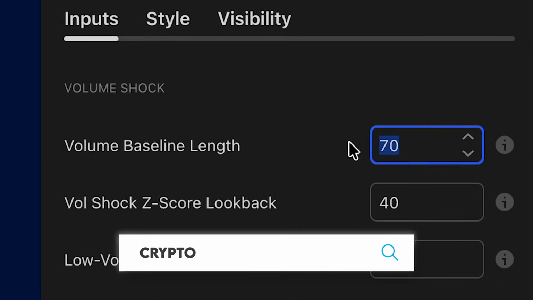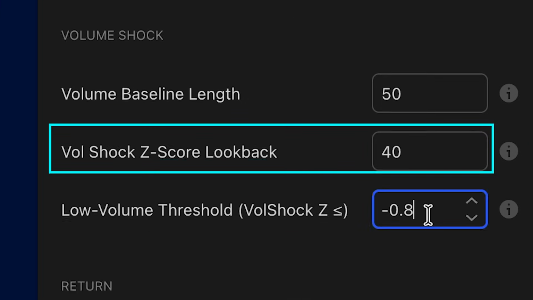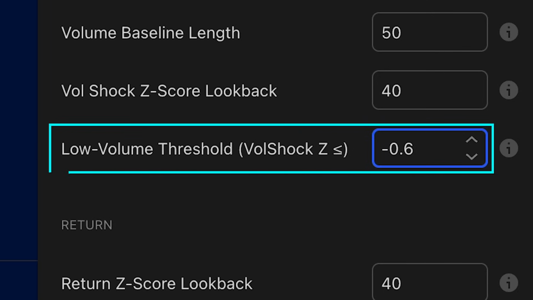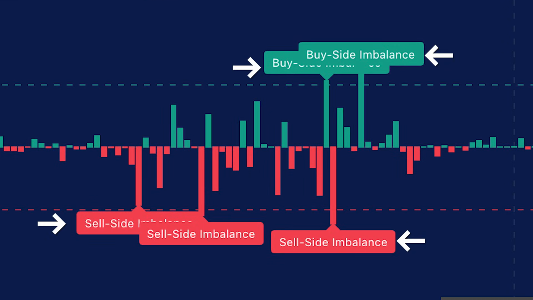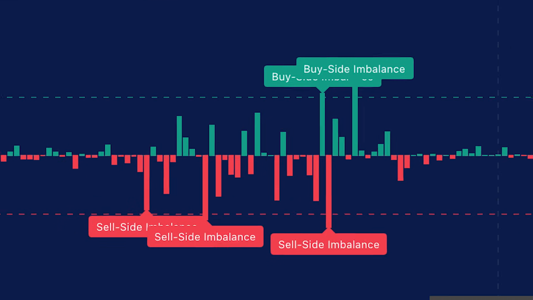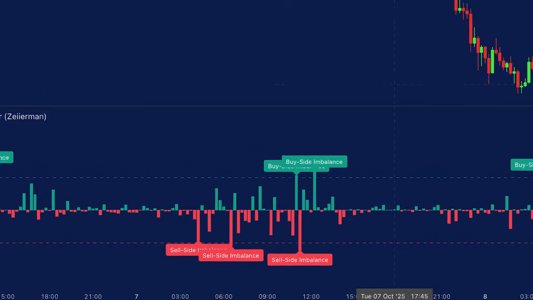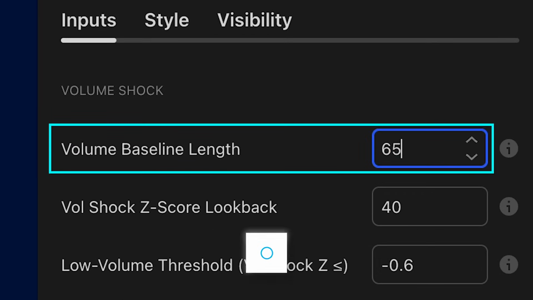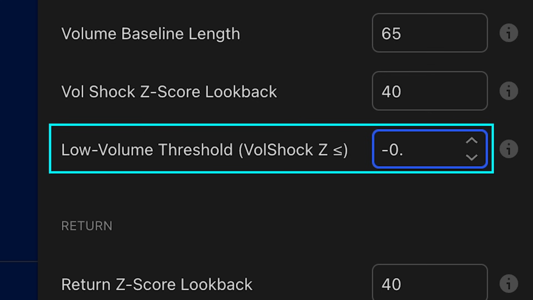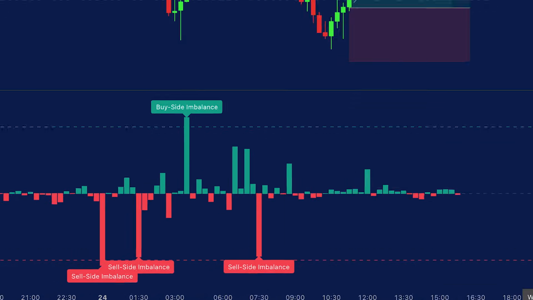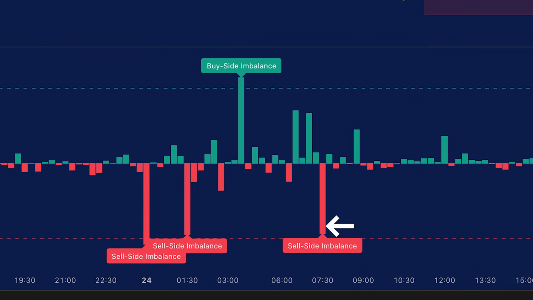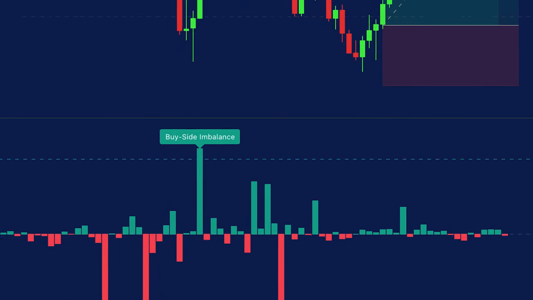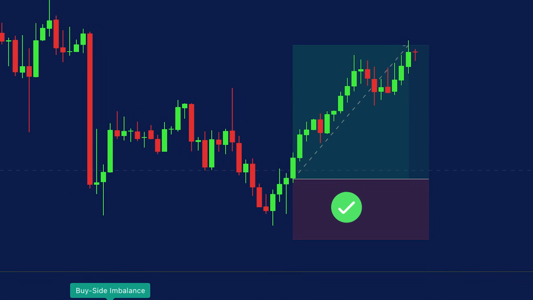For crypto, drop volume baseline length to 50 bars and set low volume threshold to -0.6. Crypto has more frequent liquidity voids due to fragmented exchange volumes and whale manipulation, so more sensitive settings catch these opportunities earlier. For gold, set volume baseline length to 65 bars and low volume threshold to -0.75. Gold exhibits violent void formations during news releases and session opens, so these settings balance sensitivity with reliability during gold's unique volatility profile.